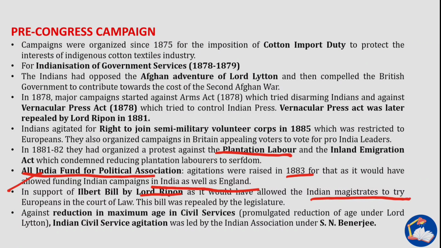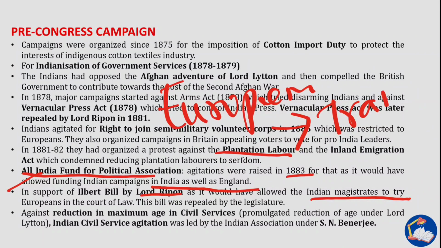So in the Ilbert Bill, the thing was that Europeans could be tried by a judge who could be Indian. Naturally they didn't allow this, but Ripon was a good governor general. He made this possible; he supported the bill. Indians also supported the bill, but the legislature repealed it.